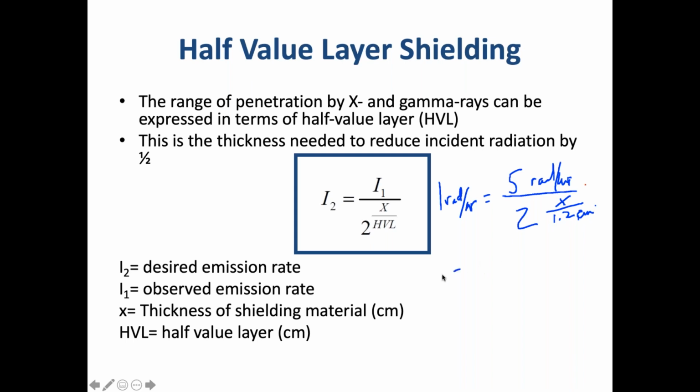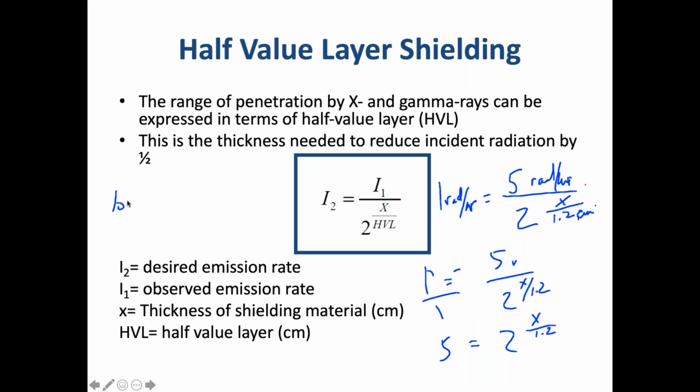Okay, so now what do we wind up with? We wind up with 1 is equal to 5 rad over 2 to the X over 1.2. So if I cross multiply, I wind up with 5 is equal to 2 to the X over 1.2. I'll go back and look at the dimensions later on. So how am I going to solve that? Well, it's an exponent, so probably the easiest way to deal with this is to convert both sides to logarithm.